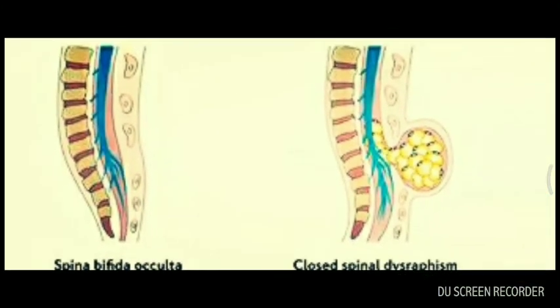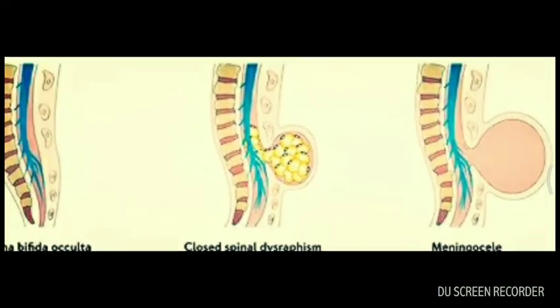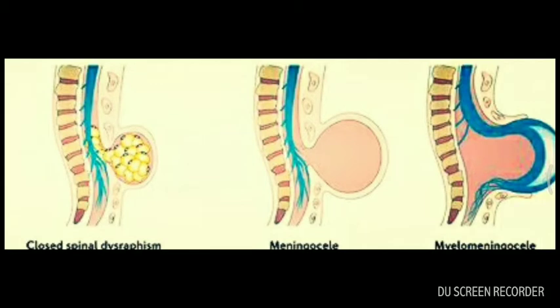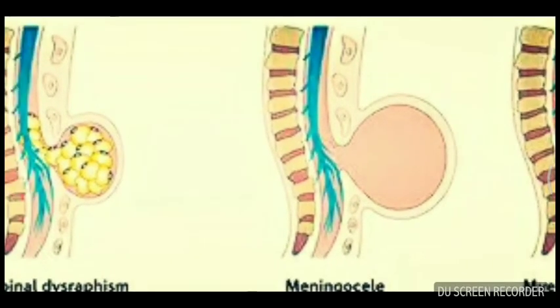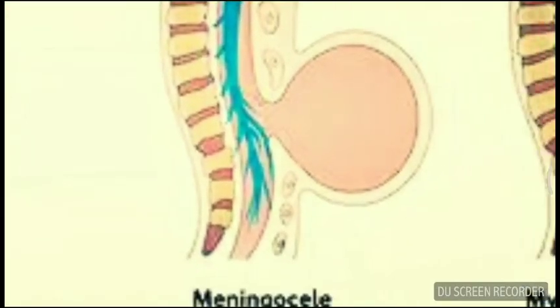Then the meningocele. This is caused by herniation of the meninges through a defect in the posterior vertebral arch. In females, there may be associated genital tract abnormalities like rectovaginal fistula and vaginal septa.